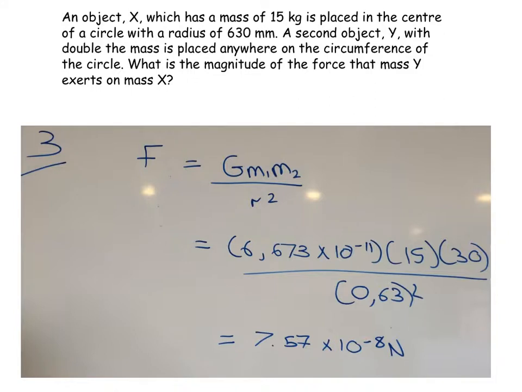Here we've got an object. It has a mass of 15 kilograms. And it's placed at the center of a circle. A second object with the same mass is placed anywhere, but it's doubled, so we're going to double that mass, 15 times 2, 30, and we divide the millimeters by 1,000 to get meters, and we square it, and the question is, what is the force? So it's a gravitational force that the mass exerts on the mass.